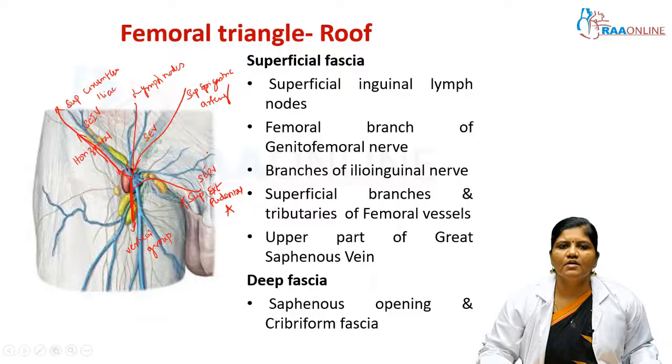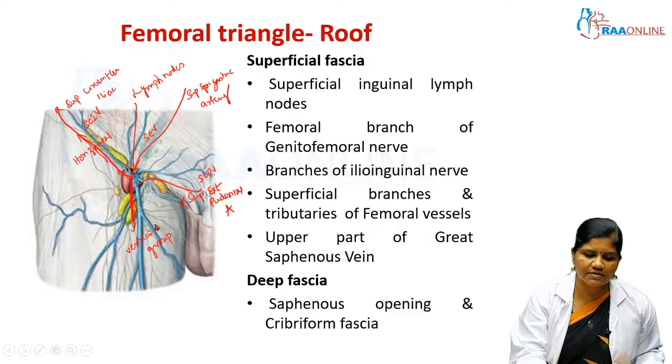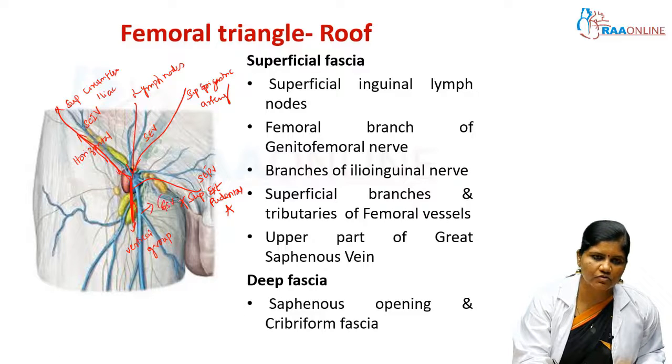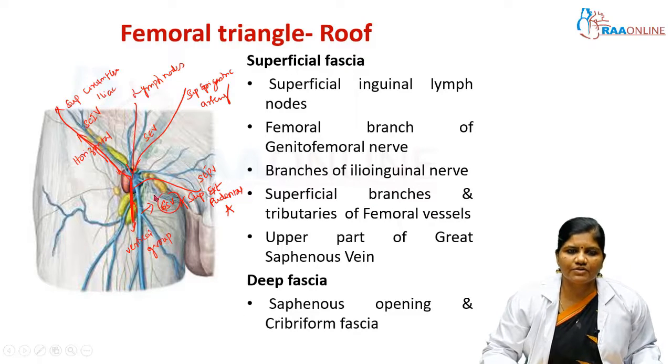These are some of the tributaries of the great saphenous vein, and we can see the terminal part of the great saphenous vein also. In the deep fascia we can appreciate the saphenous opening, which is closed by the cribriform fascia. So, these are the roof structures. In the roof we can appreciate the superficial group of lymph nodes, the femoral branch of the genitofemoral nerve, the ilioinguinal nerve, the superficial branches of the femoral artery, the tributaries of the great saphenous vein as well as the femoral vein and the upper part of the great saphenous vein. The deep fascia has the saphenous opening, which is closed by the cribriform fascia.